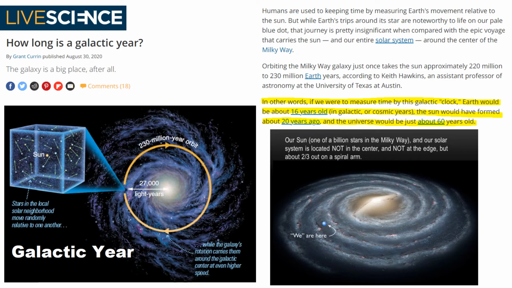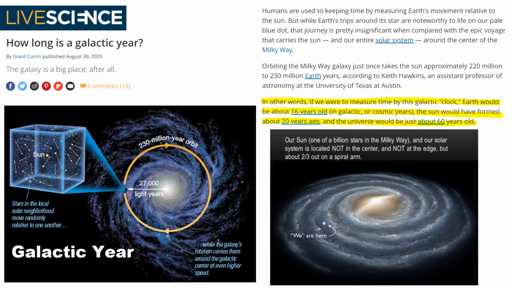and it goes around the center of the Milky Way. So there's an idea in science that you have a year that's galactic, which, for example, is considered to be a much longer amount of time than ours. But again, if our planet going around the sun is considered to be a year, essentially, this article from Live Science explains it the following way.